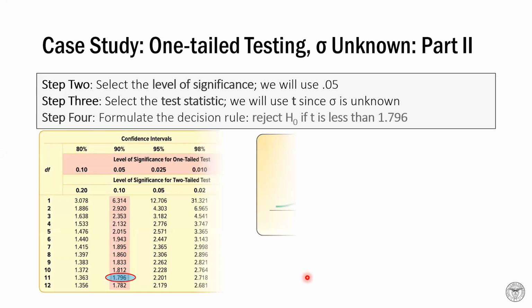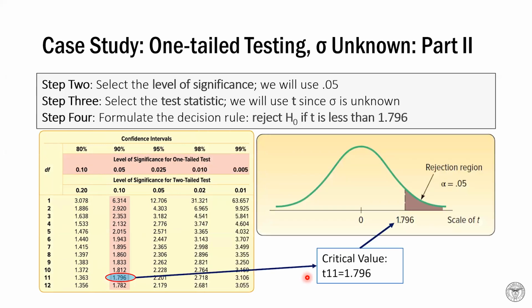Because this is a one-tail test, we find the row at the top labeled level of significance for one-tail test. Given that the sample size is 12, we have the degrees of freedom as 12 minus 1 equal to 11. The value at the intersection is 1.796, which serves as the critical value of the rejection region.